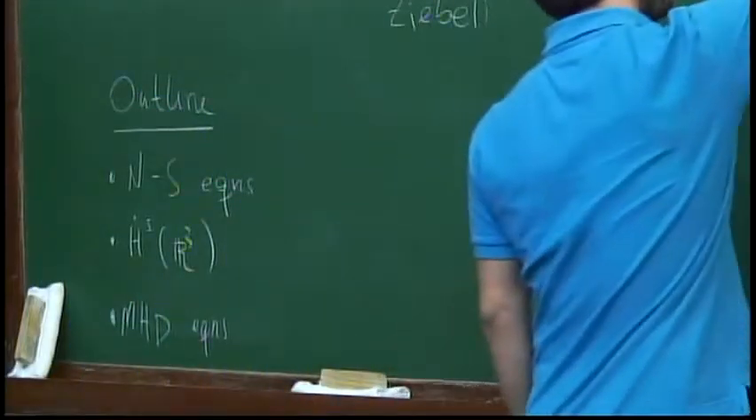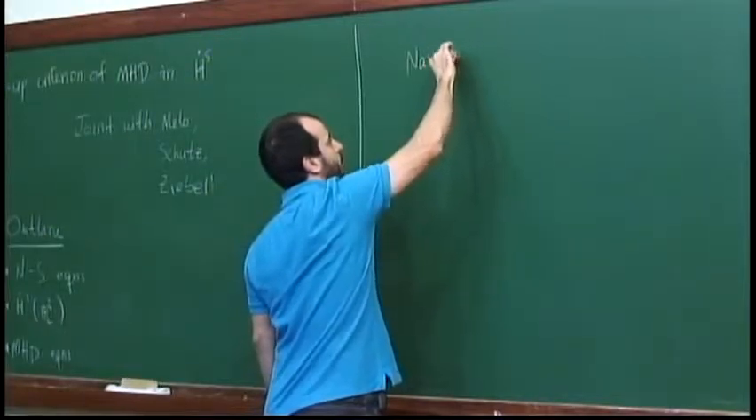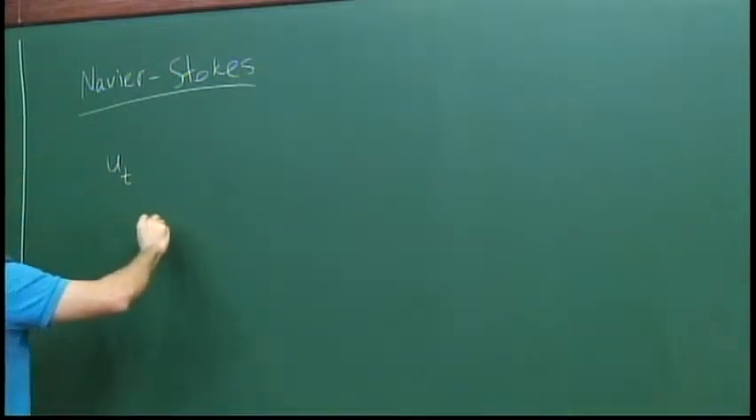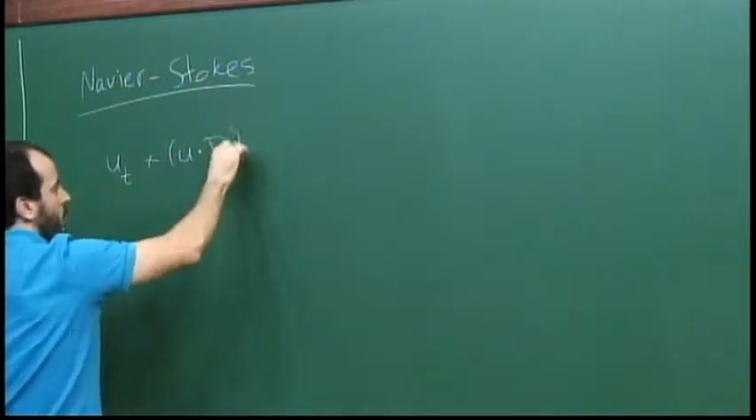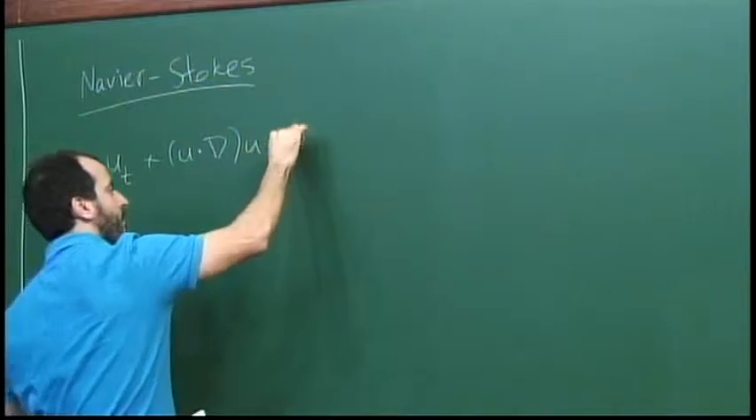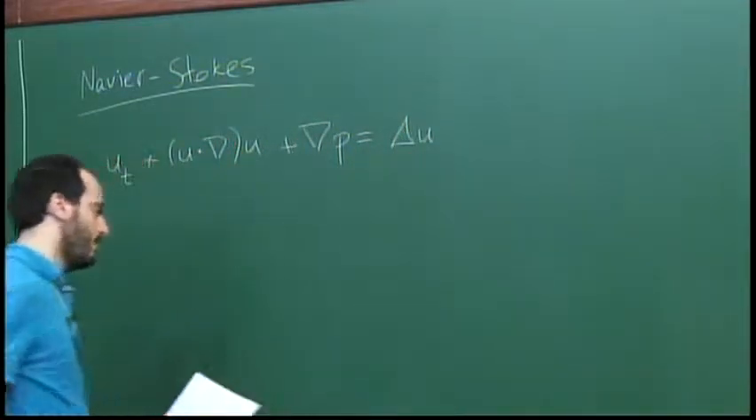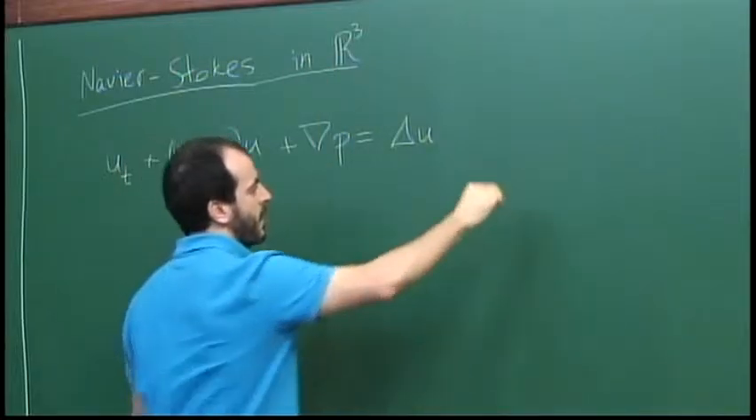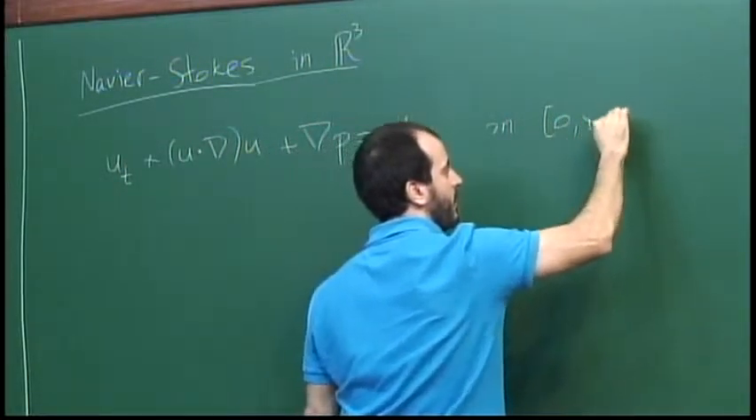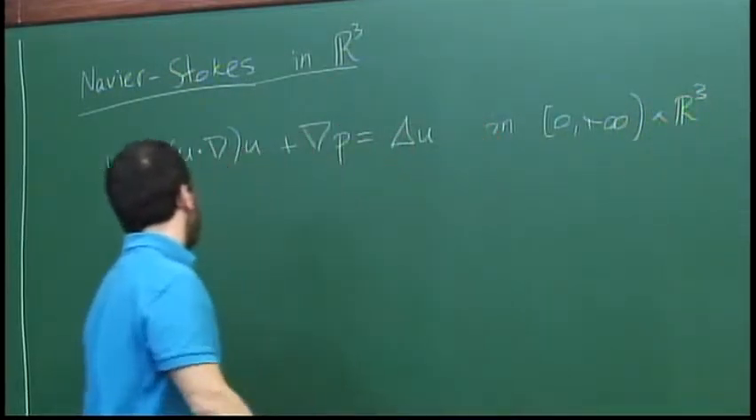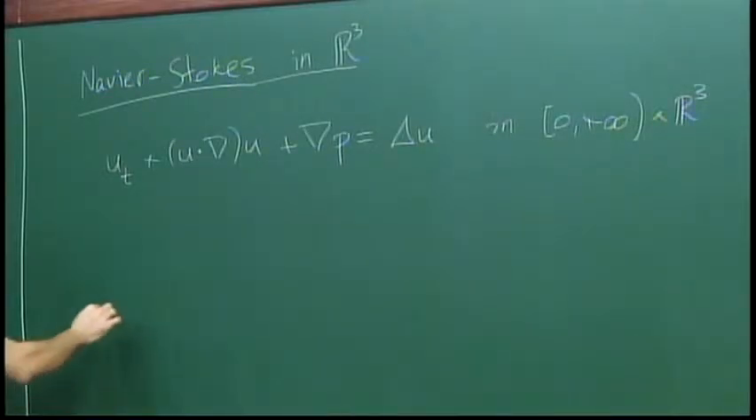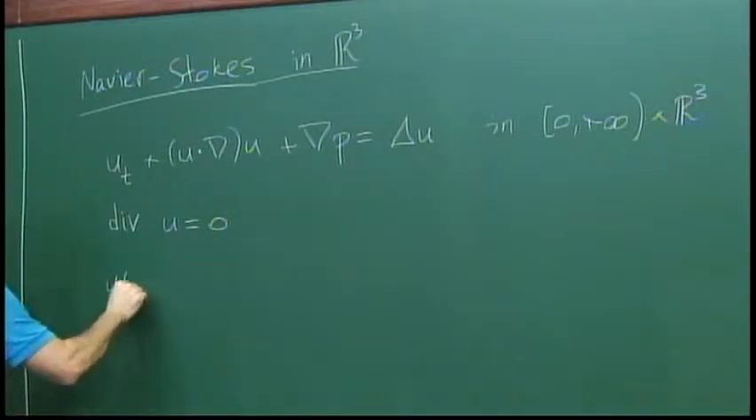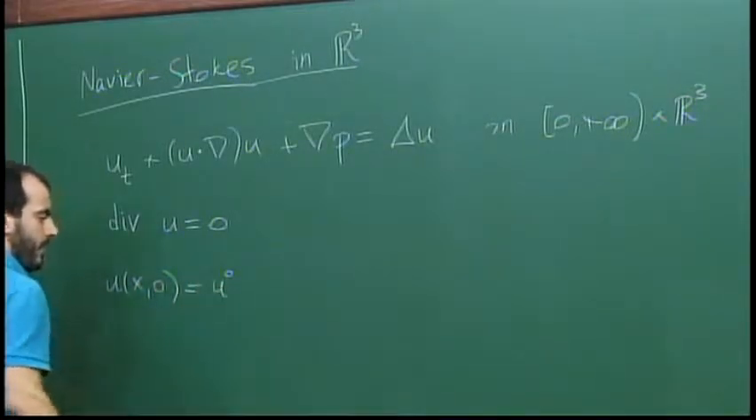So okay, the Navier-Stokes system is as follows. I have u_t plus u dot grad u plus the gradient of the pressure is equal to Laplace of u. And here I'm looking in the whole space, so this is in (0, infinity) cross R^3. Also, I'm considering incompressible Navier-Stokes, so I have the divergence of u is 0, and I assume that the initial condition u_0 is also divergence free.